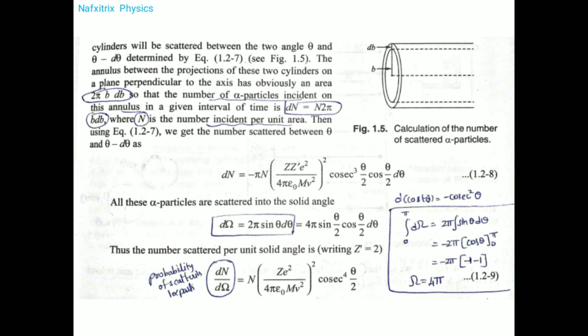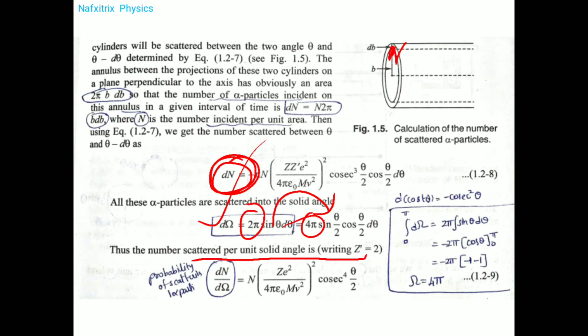And we know that sin 2 theta is nothing but 2 sin theta cos theta. Here also it is the same thing: sin theta is 2 sin theta by 2 cos theta by 2. 2 twos are 4, so that's why we get 4 pi d theta. So this is the formula for d omega, that is the solid angle. Thus the number scattered per unit solid angle: these are the alpha particles scattered in this annulus, between theta and theta plus d theta, for this much solid angle, so dn by d omega is for unit solid angle.